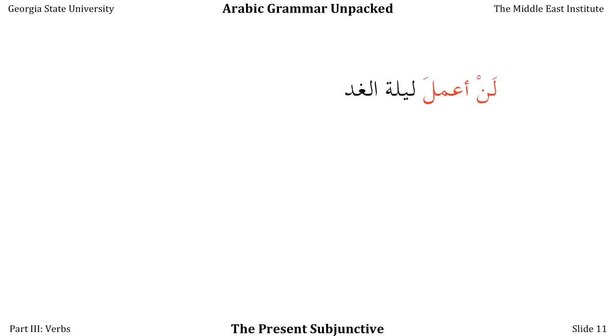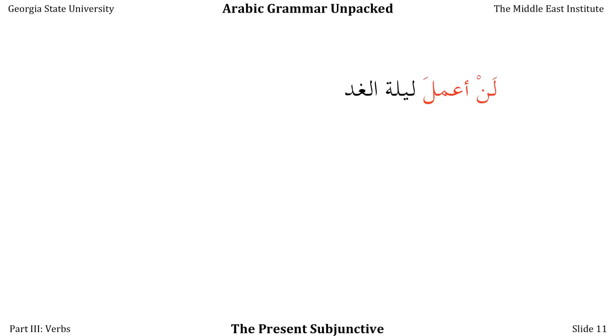Another place in which we use the Muladhara mansub is after the particle len. Len means won't, and it negates the future. But what we don't use is the future tense when we negate it. Len negates the future all by itself. So, len a'mala laylat al-ghad. I won't work tomorrow night. There's no sa in there for the future tense.